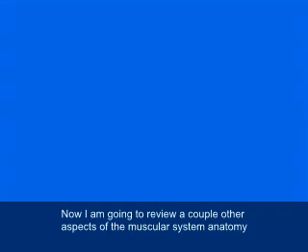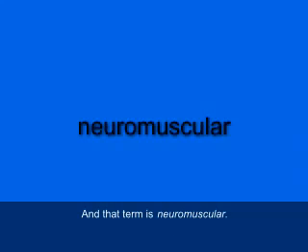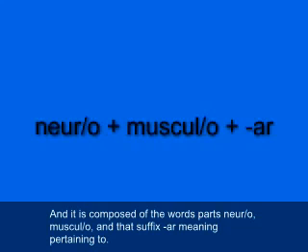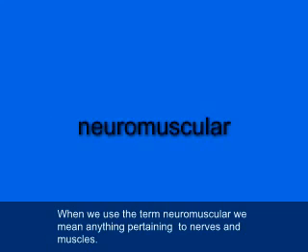Now, I am going to review a couple other aspects of the muscular system anatomy as well as some word parts that are related to them. First of all, we have a general term that means pertaining to nerves and muscles. And that term is neuromuscular. It's composed of the word parts neuro, musculo, and the suffix -ar, meaning pertaining to. When we use the term neuromuscular, we mean anything pertaining to nerves and muscles.